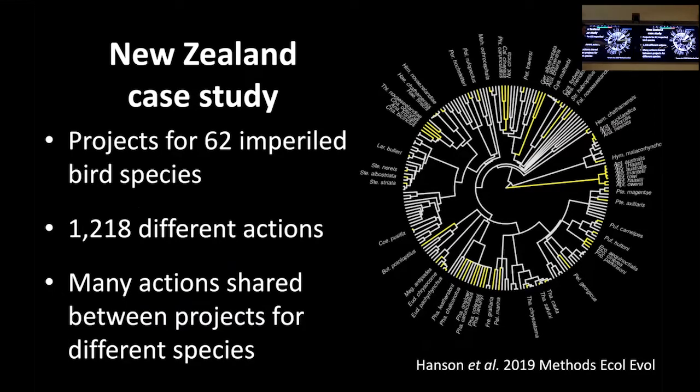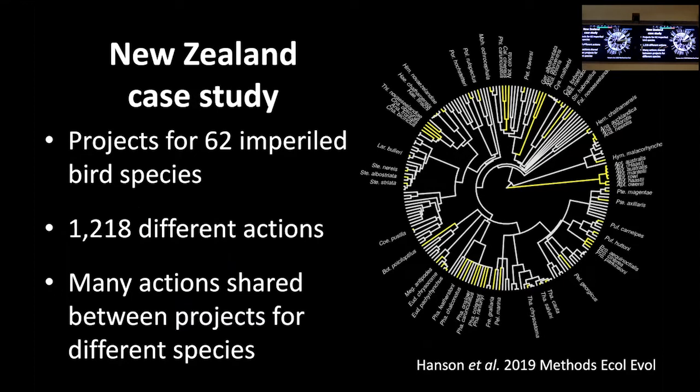So this is a phylogram showing all the birds in New Zealand. And the yellow ones are the ones we're looking at today. So that's what 62 are. You can see we've got a good spread of the whole evolutionary history of bird species. And for these 62 bird species, there were over 1,000 different individual actions associated with their recovery projects. So that's a really tricky problem to explore. And many of these actions were shared between different species.